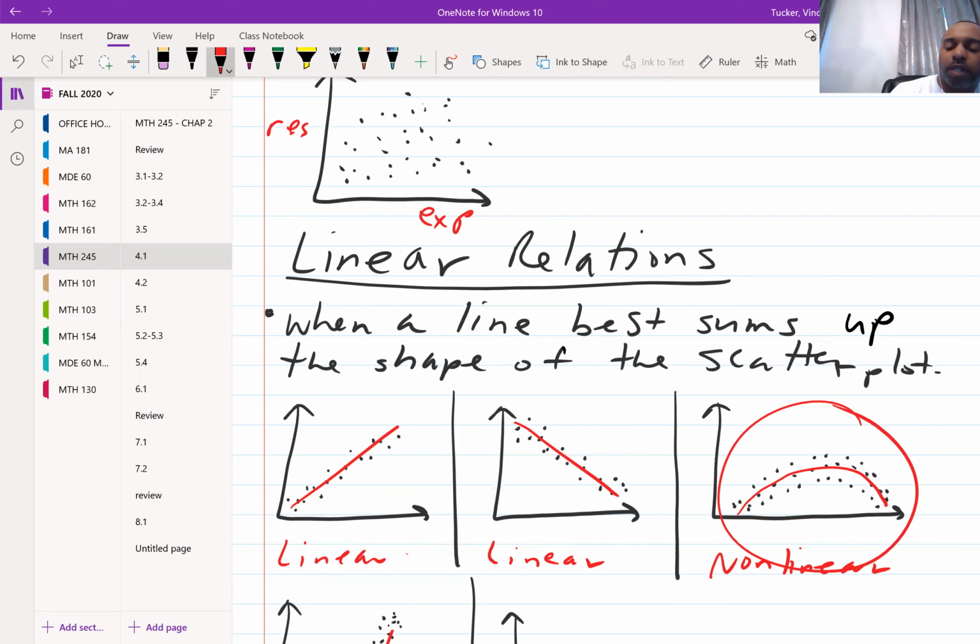And then you see this one, there is a pattern, but it's not a linear pattern. Notice it's like an arch. Same thing here with this fourth one. There is a relation. It's just not a linear relation, so it's non-linear. And this one right here is not considered having a relation at all. That's why I wrote in the purple: non-linear does not mean no relation, just no linear relation.